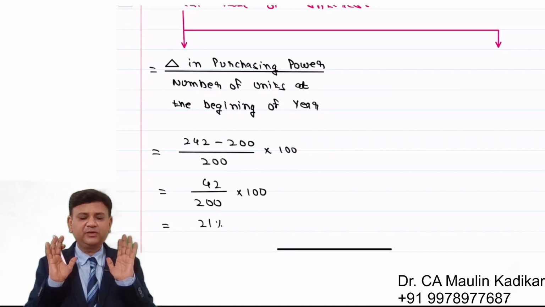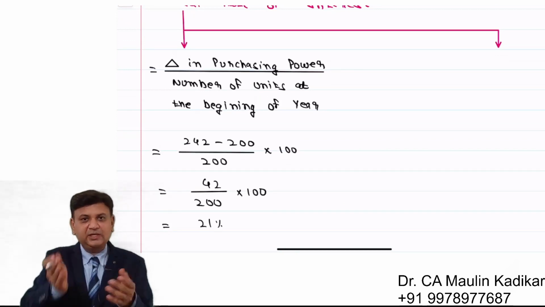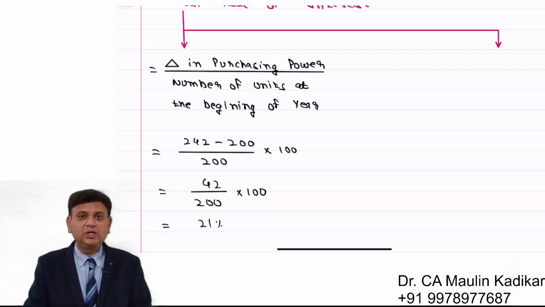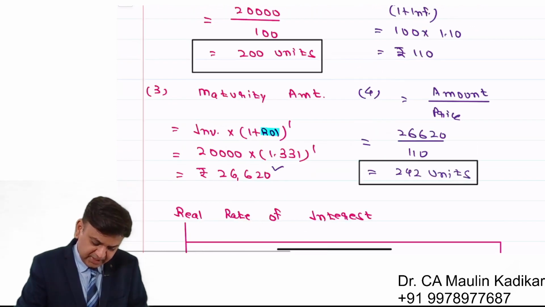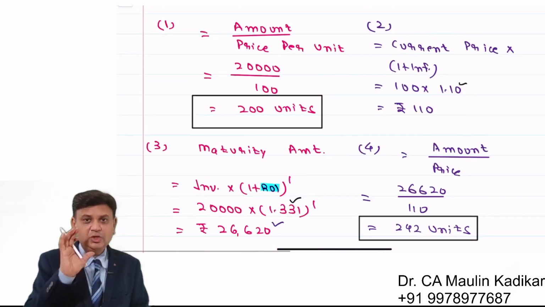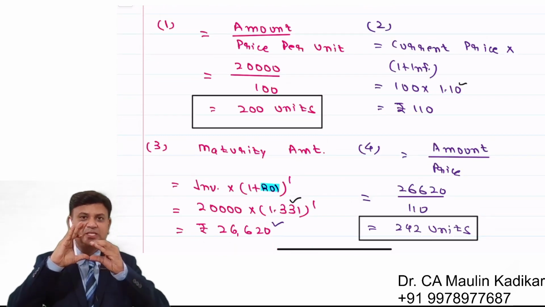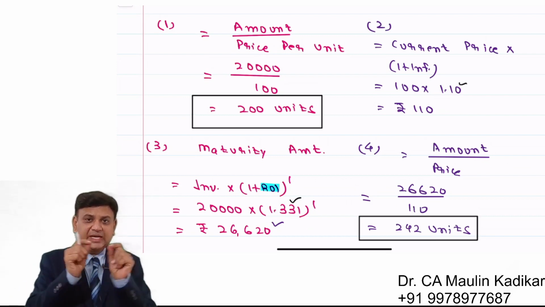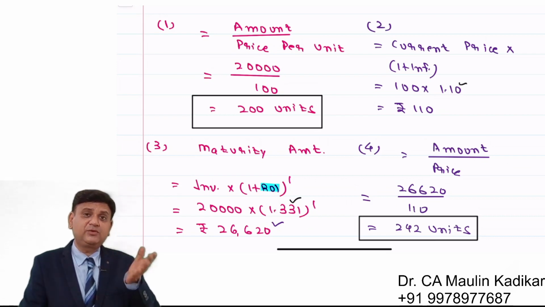What do we understand with the term 21%? It means the increase in the purchasing power of the funds. Why? Because the rate of interest at which you are getting the return is more than the inflation rate. You are able to get the return at 33.1%, and against that the price of the commodity increases only by 10%. That is the reason you are able to get the increase in the purchasing power of the funds.